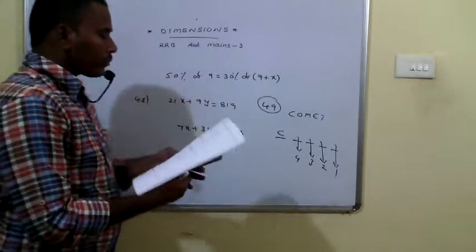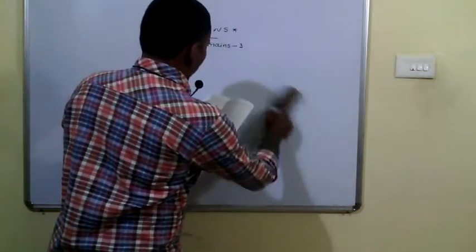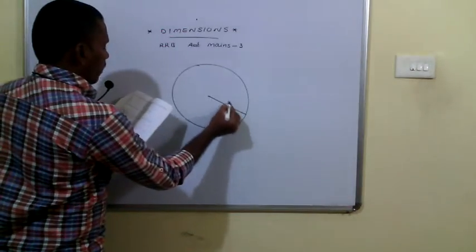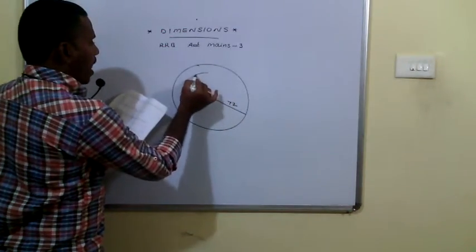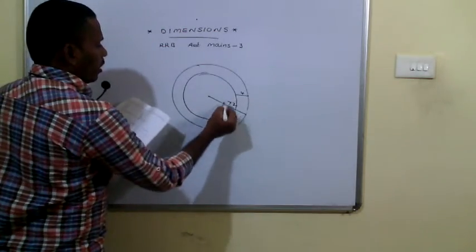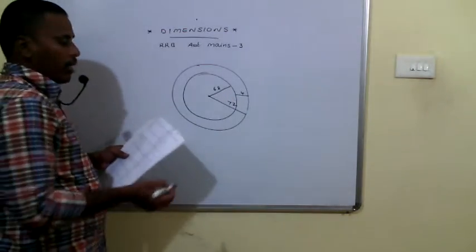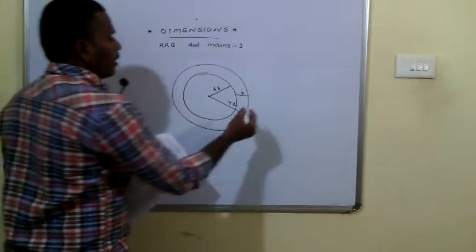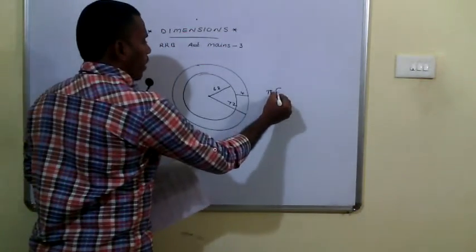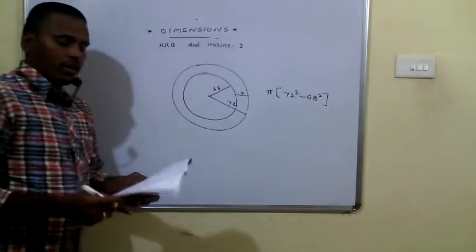Okay. Then for the 50th problem, a circular field of radius 72 meters. So we have a circular field whose radius is 72 meters. A circular path of uniform width 4 meters is laid inside. That means this path is 4. Since this path is 4, this radius is 72 minus 4, 68. They asked us to calculate the area of the path. Area of the path is nothing but outer circle minus inner circle. That means pi times 72 squared minus 68 squared will give us the area of the path.